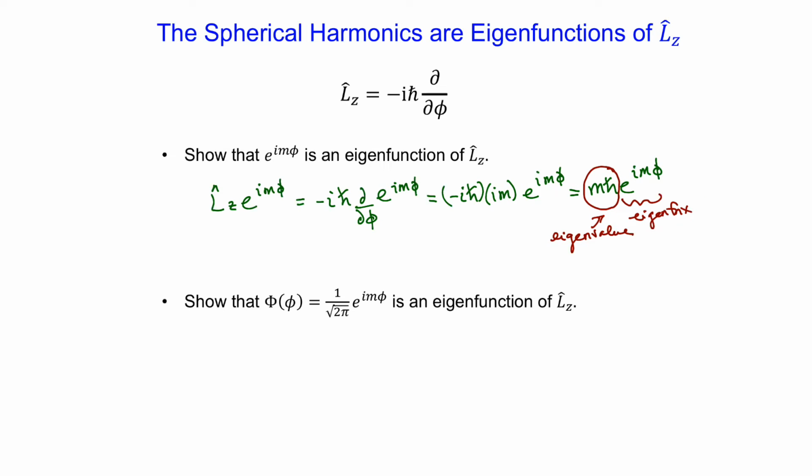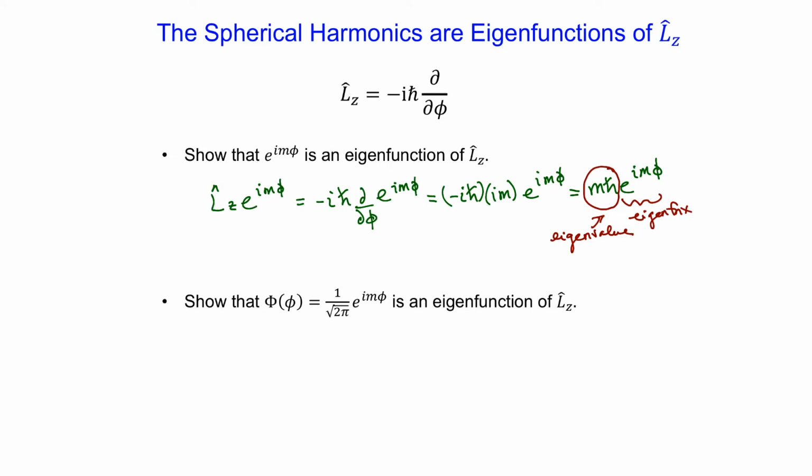Okay, your next task is going to be to take it a step further and show that our phi component of our spherical harmonics, Phi of phi equals 1 over square root of 2 pi e to the im phi, is also an eigenfunction of LZ. Okay, so pause the video, take a minute to evaluate this, and we'll meet back in a minute.